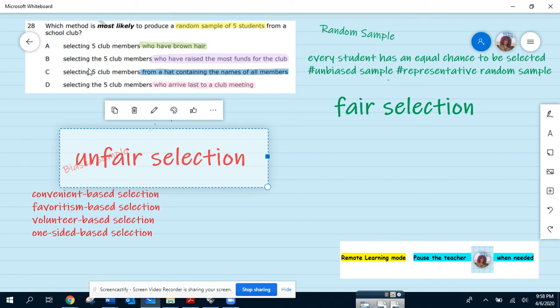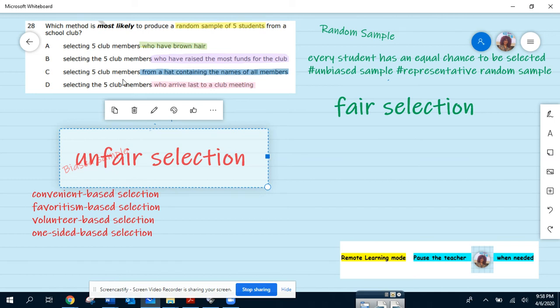So let's analyze now. A. We select 5 members who have brown hair. Of course this is a convenient or one-sided selection, so it's not what I want. B. I am selecting 5 members who have raised the most funds for the club. This is also favoritism, because I want to favor the members who worked more for the club.